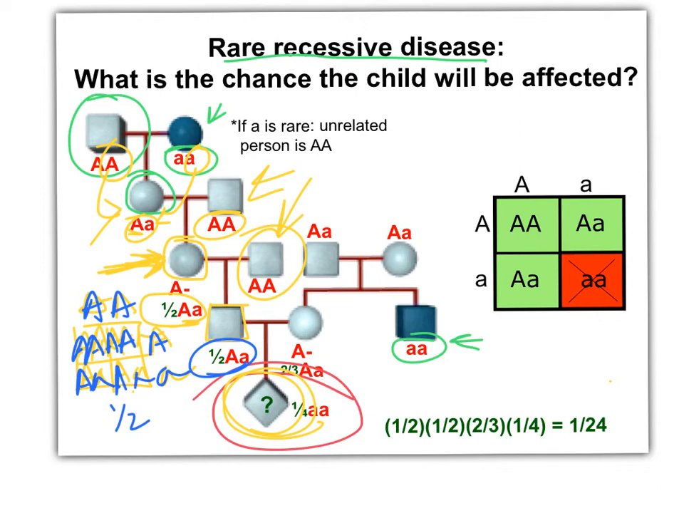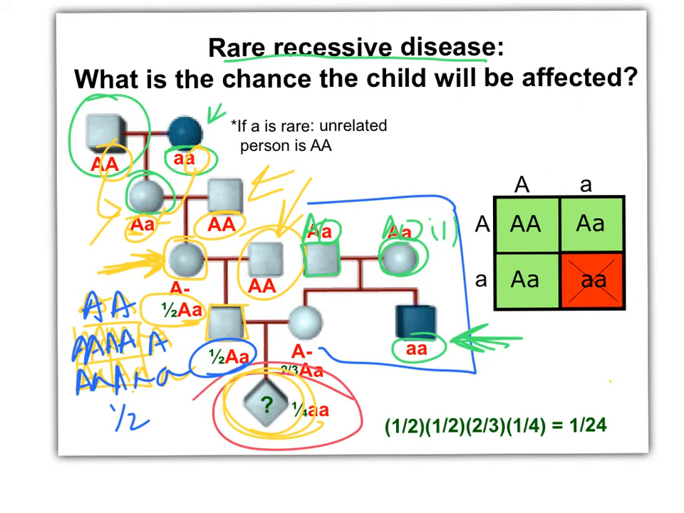Now over here, this gets a little bit crazy, right? In order for this guy here to exist, we know each parent had to have a little a, and they're both open, not affected, so they each have to have a big A. So they both have to be carriers for this to happen. Their probability is 1, or 100%. There's nothing else it could be.